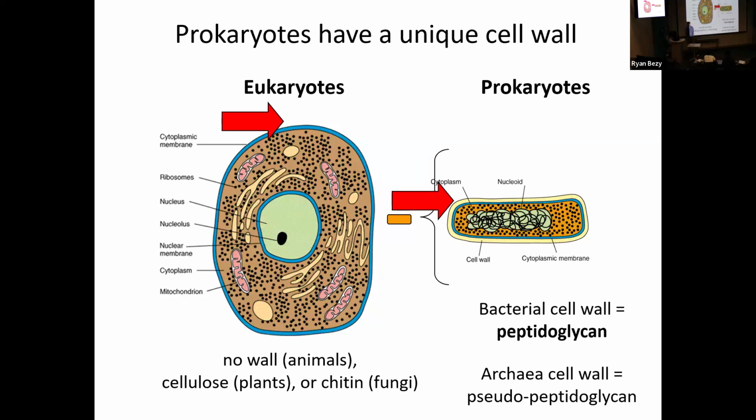So all bacteria have cell walls of peptidoglycan. Archaea have cell walls of pseudo-peptidoglycan. These are similar, but they're not the same thing. So that would be a difference between, say, bacteria and archaea.